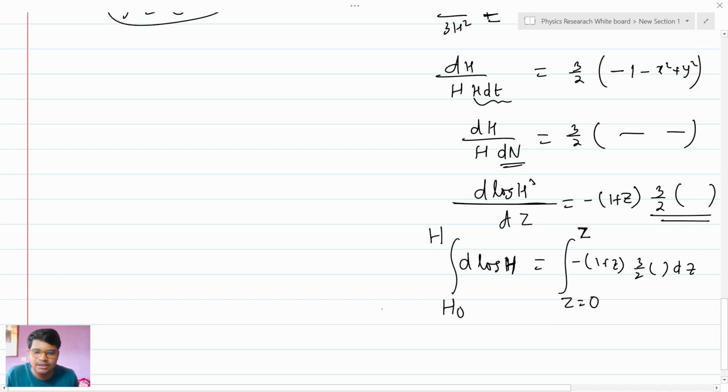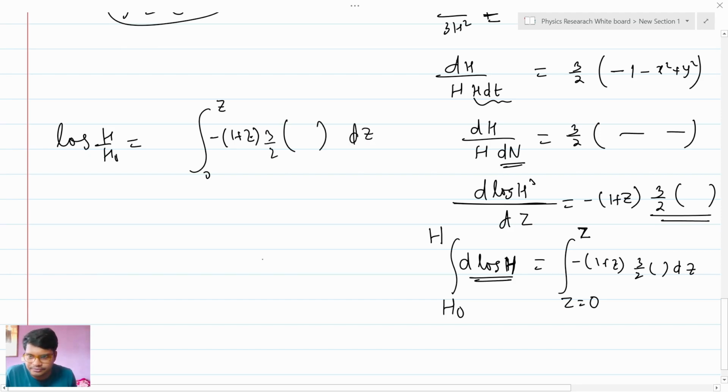And over here, I'm just saying that at any z, h would be h, right? So we have now d of log h. What will this d of log h give? It can just give you log of h. Log of h over h0 is equal to the integration of 1 plus z, 0 to z, and all these things over here, dz.